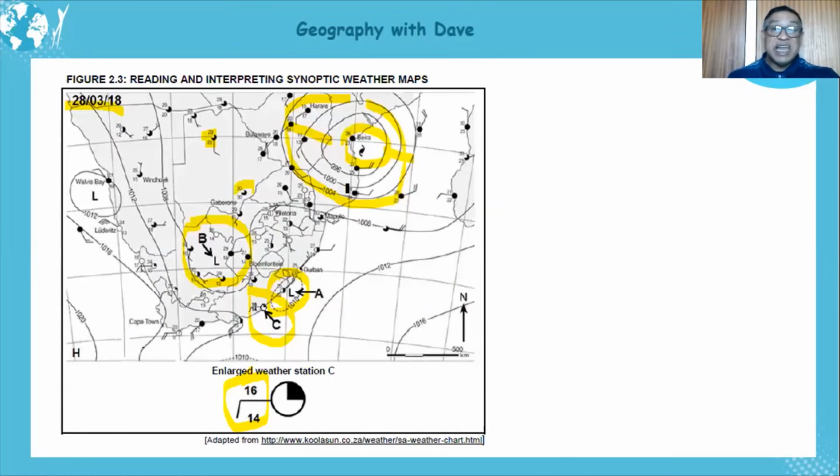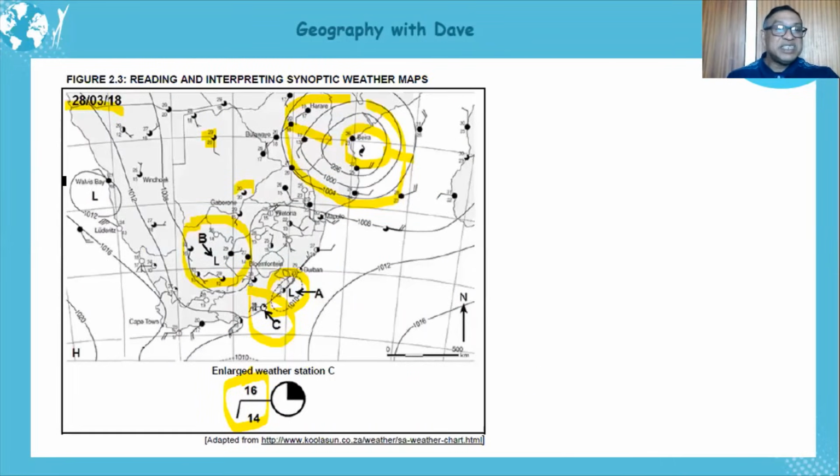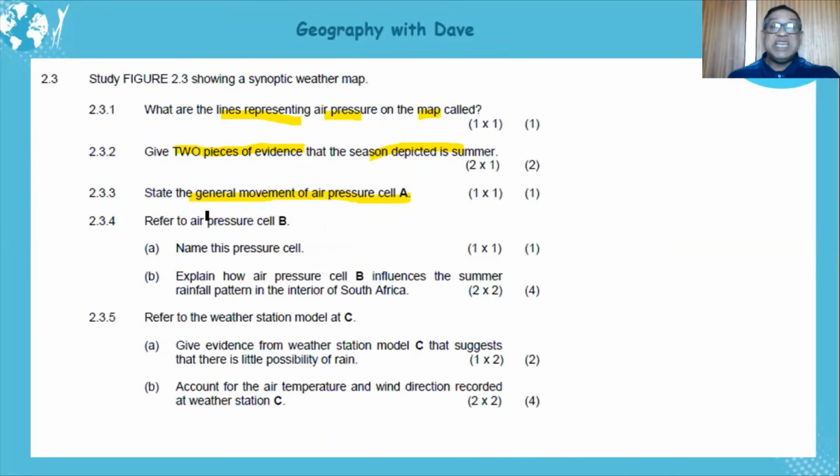State the general movement of the air pressure cell A. Right. Air pressure cell A. The general movement, not the circulation. Eh? All right. Look at it here. Along the coast. From west to east, isn't it? You've learned it starts from there and it moves along the coast from west to east. I know, learners, you know this, but you mix up. It says movement. You give us circulation. It is clockwise because it is a low pressure system. Watch out for that. That is why it's important to highlight the word movement, not circulation.